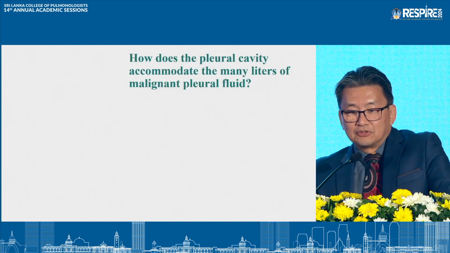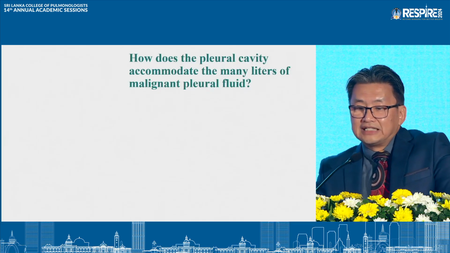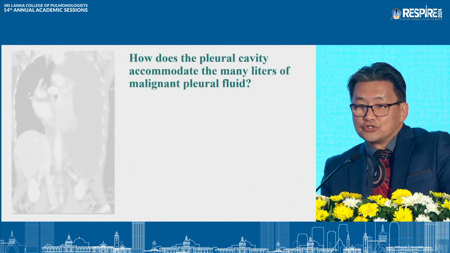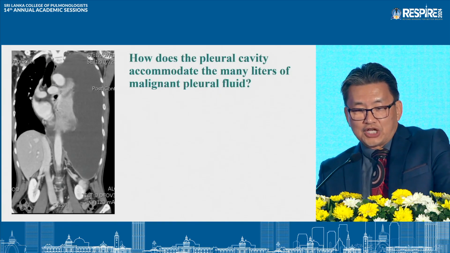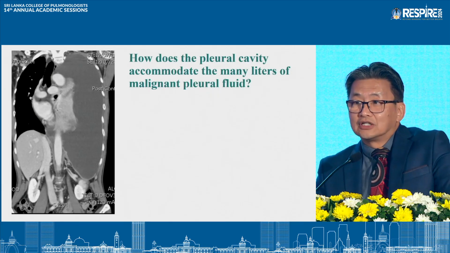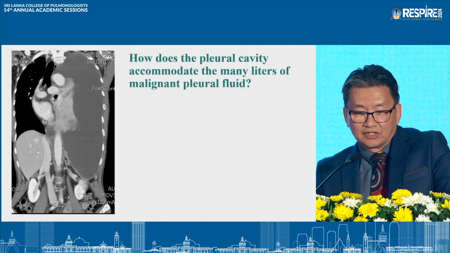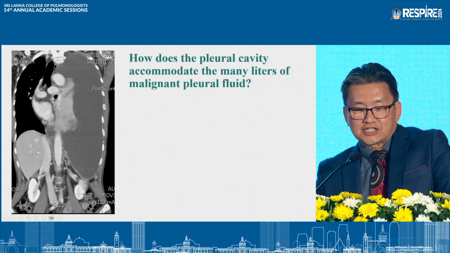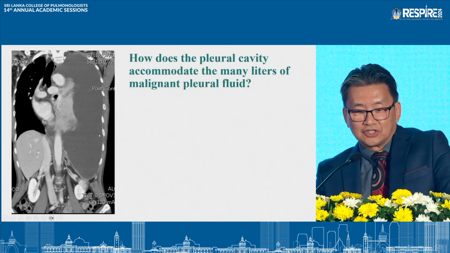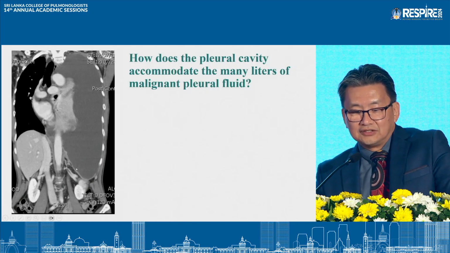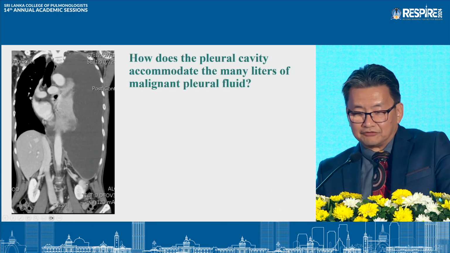So how does the pleural cavity accommodate the many liters of malignant pleural effusions? This is a patient whose chest X-ray shows a complete whiteout on the left chest from EGFR positive lung cancer. But what you can't appreciate on the chest X-ray, but you can on the CT scan, is how this patient accommodates the many liters of fluid. The first thing that would happen is that the diaphragm becomes flattened and then everted, and in this case pushed down right to the kidney level.